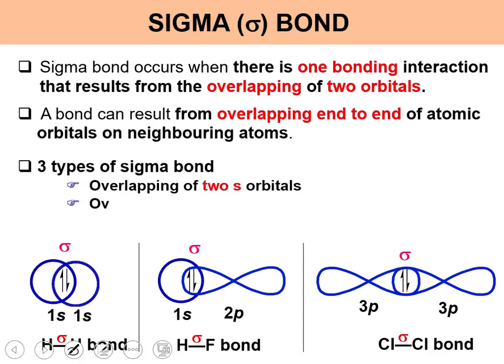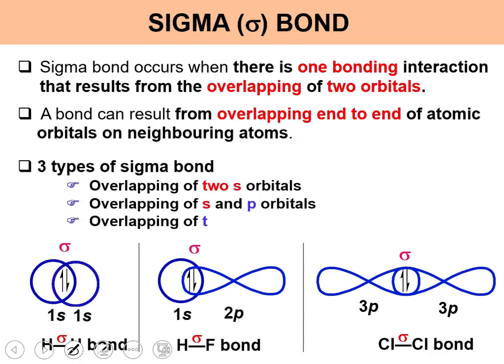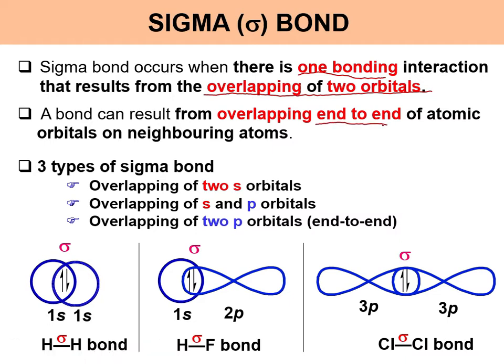The sigma bond occurs when there is one bonding interaction resulting from the overlapping of two orbitals, and the orbital overlap must be head to head, or we call it end to end. Head to head like this, so this head overlaps with this head. This case is for H2. Or an example like HF before.